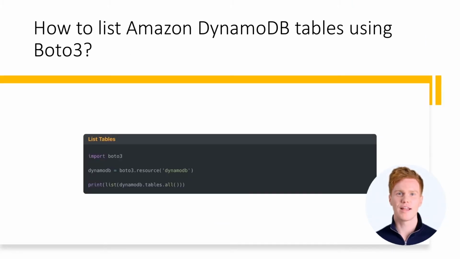To list Amazon DynamoDB tables using Boto3, you can use the all method of the tables collection of the DynamoDB resource. The results of the all method execution can be converted to the list or iterated using the regular for loop.